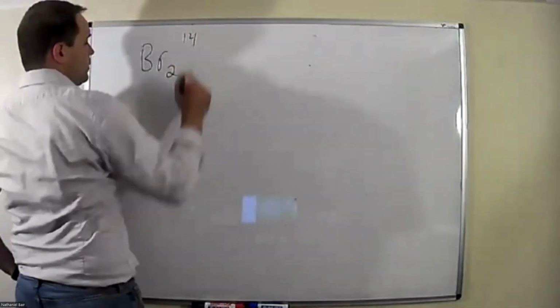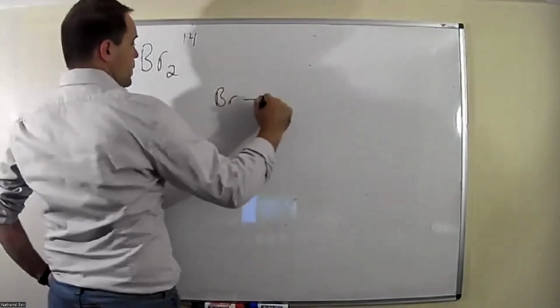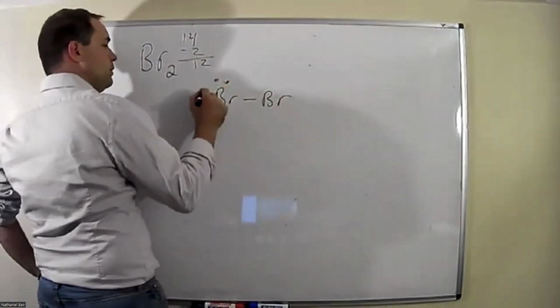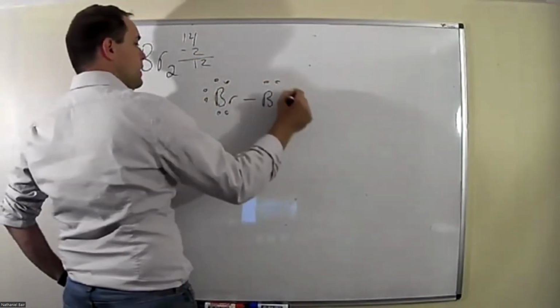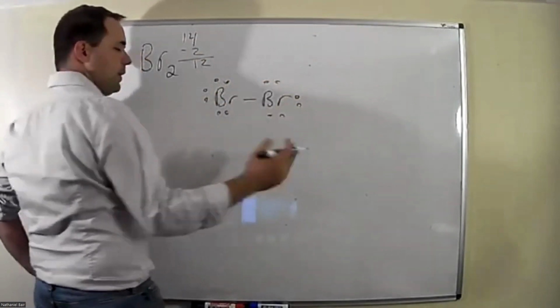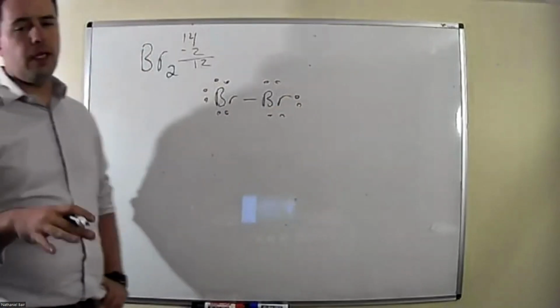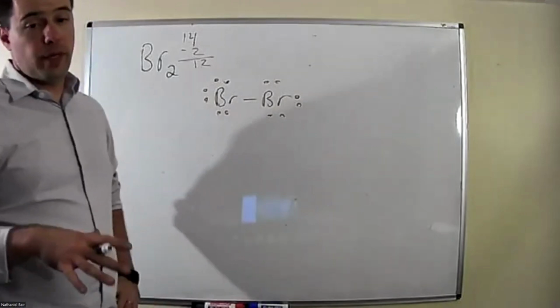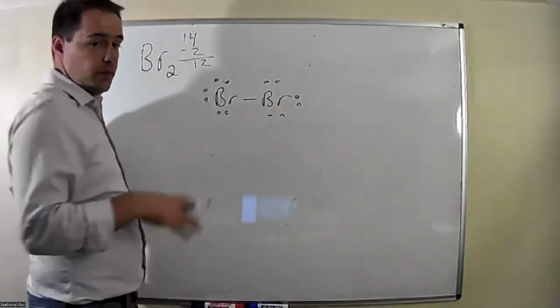That's 14 total electrons. Bromine to bromine leaves you with 12. 2, 4, 6, 8, 10, 12. There we go. You do not need a table of electronegativities to determine the polarity of this molecule. Here's why.